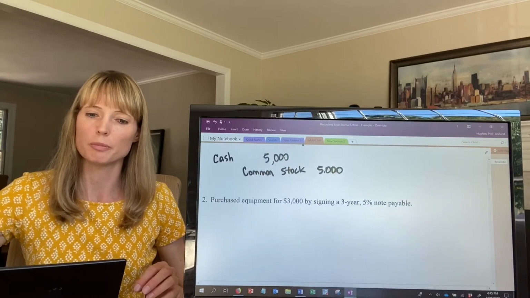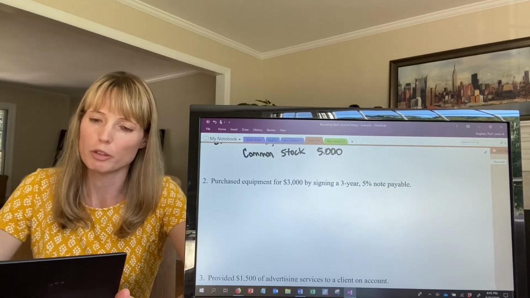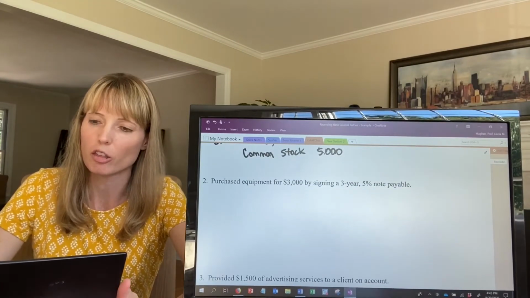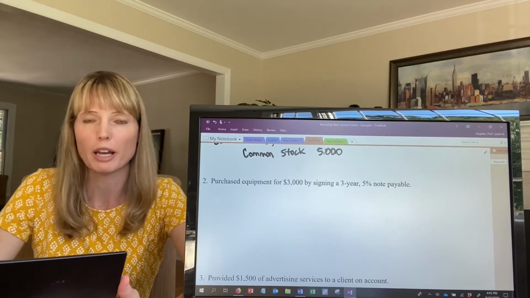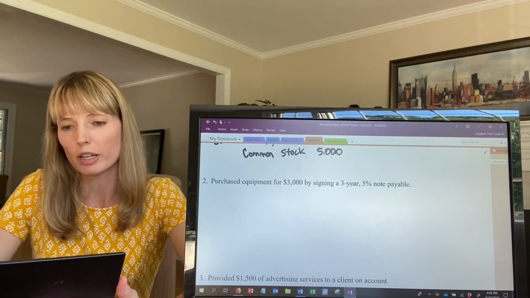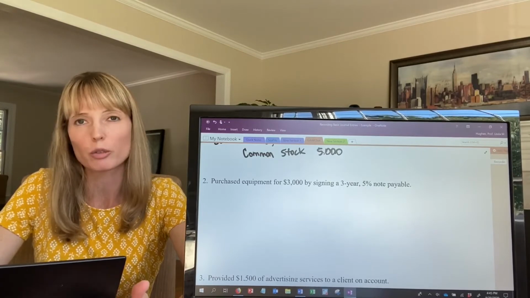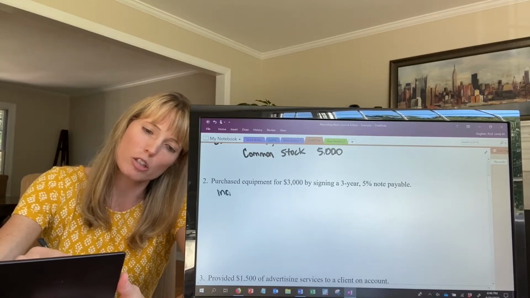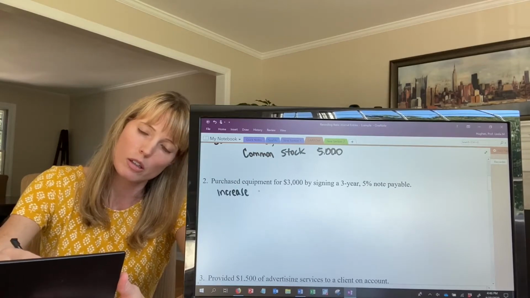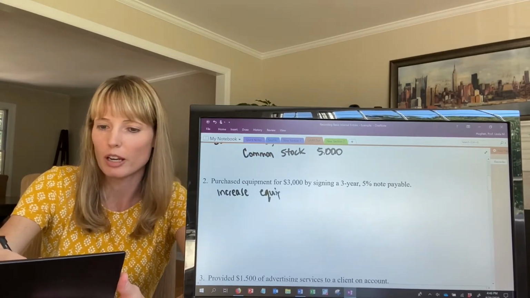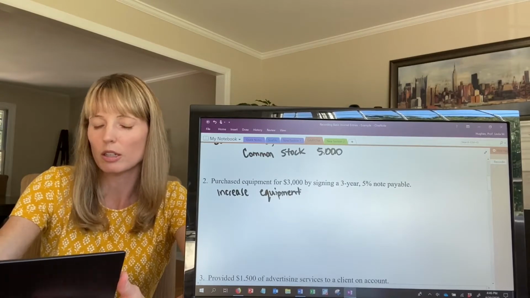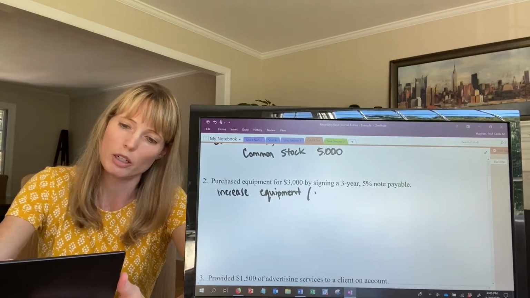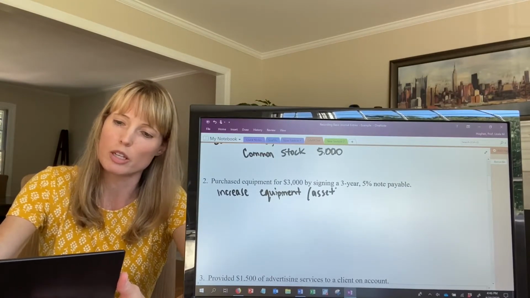Okay, moving on. The company purchased equipment for $3,000 by signing a 3-year 5% note payable. So if we think about what is that exchange here, just in plain English, the company is getting equipment, so we need to increase equipment. And we ask ourselves, what type of account is equipment? Is it an asset, a liability, or an equity? Equipment we know is an asset account.